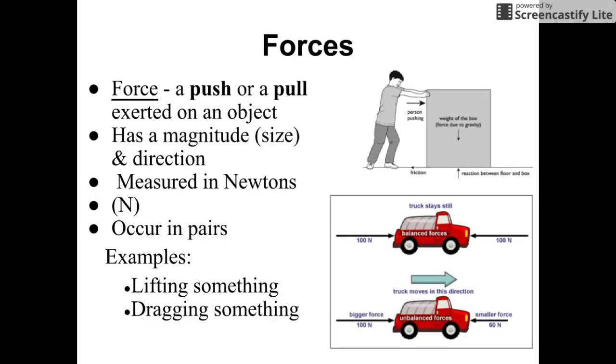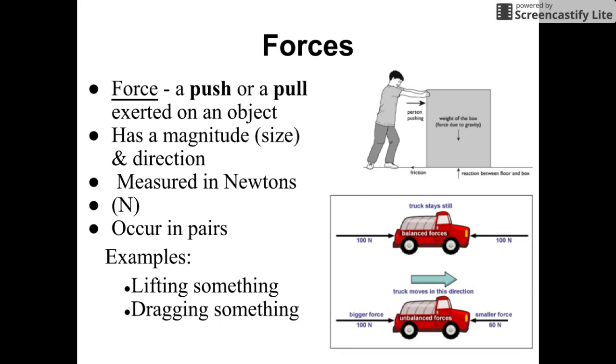So as we talked about before, a force is a push or pull that is put onto an object. Those forces have magnitude, meaning they have a size. That would be the number answer you get. And they have a direction, which would be represented by an arrow pointing in the direction the object will move. We measure forces in a measurement called newtons. The shorthand for newtons is a capital N, and forces usually occur in pairs.